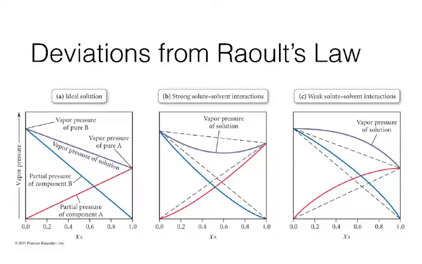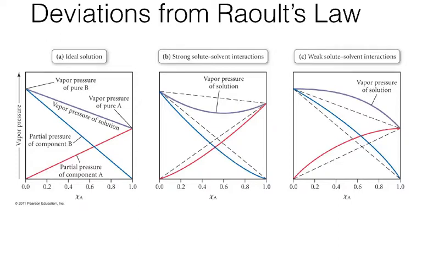Now, Raoult's law is for ideal solutions. In reality, there can be either strong or weak interactions between the solute and the solvent, and you can see that if there's strong interactions, as our mole fraction increases, our vapor pressure deviates negatively from the ideal. If there's weak, then we're going to get more vapor pressure than predicted. So just know that Raoult's law works for ideal solutions. Real solutions are going to deviate in one way or the other.